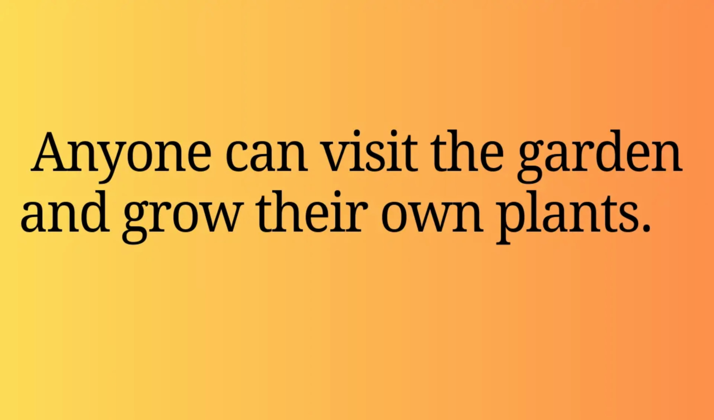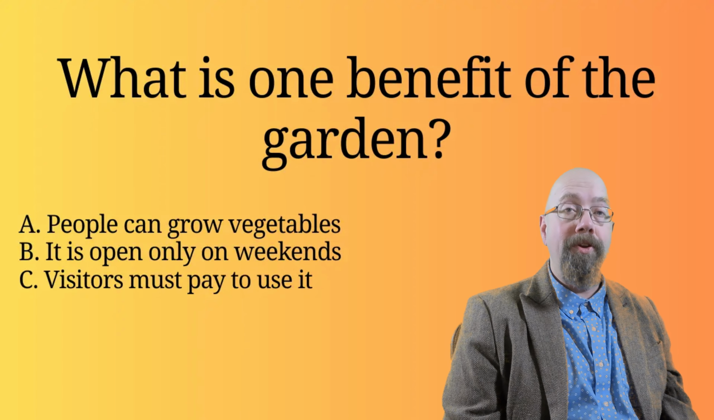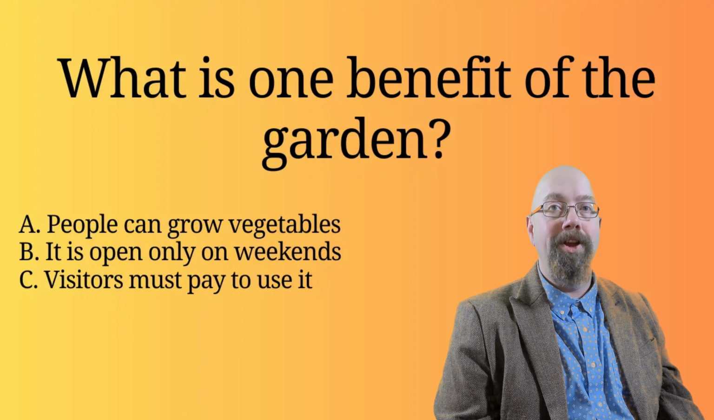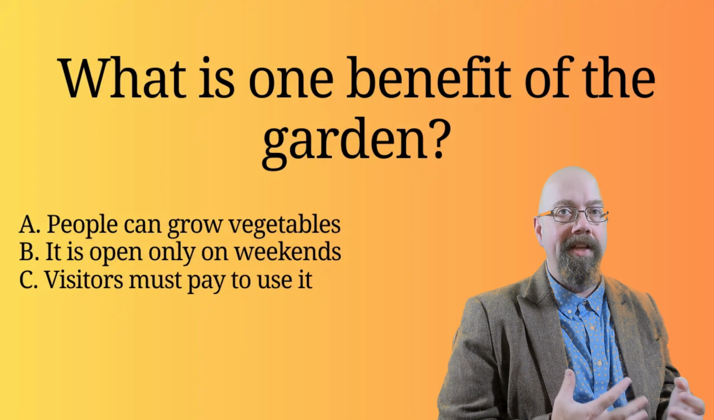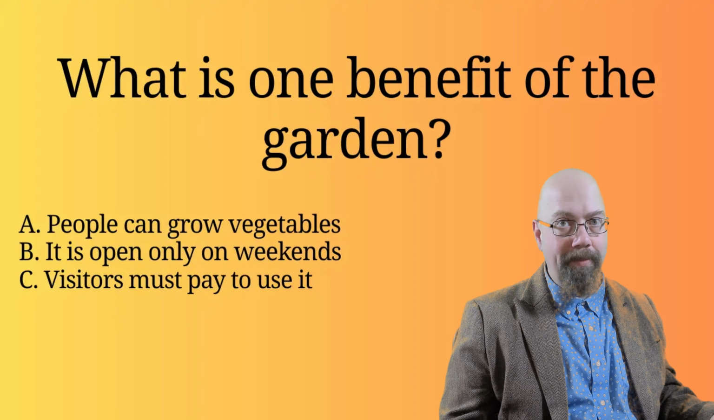The third sentence shows exactly where we can find the answer to this reading comprehension question. It says, anyone can visit the garden and grow their own plants. We know that the answer to the second question is C, anyone in the community. The third question is, what is one benefit of the garden? Now, a benefit, if you don't know, is a good thing that we get from something else.